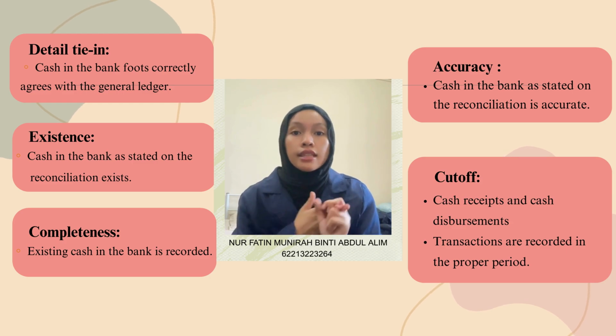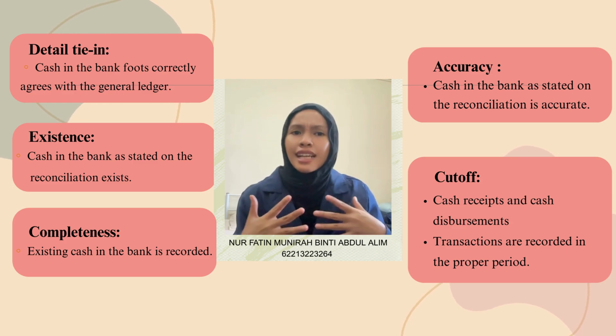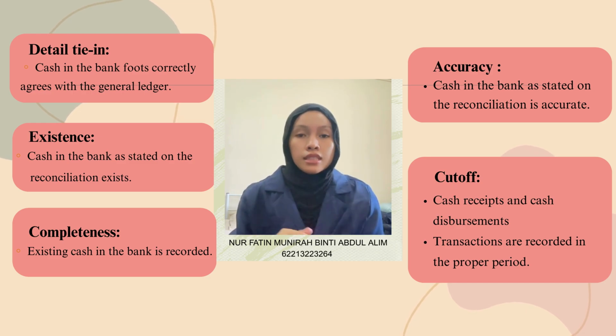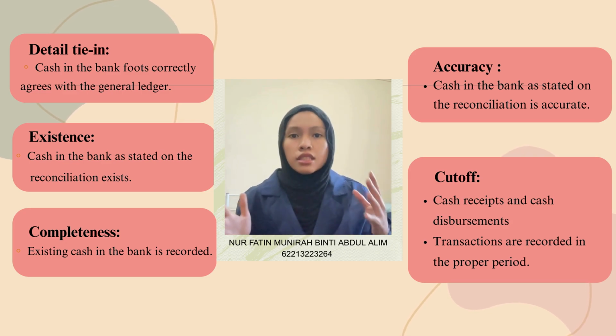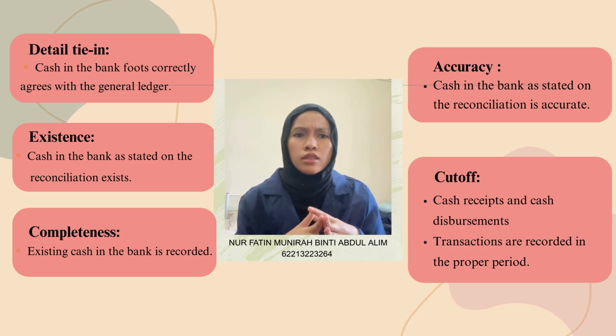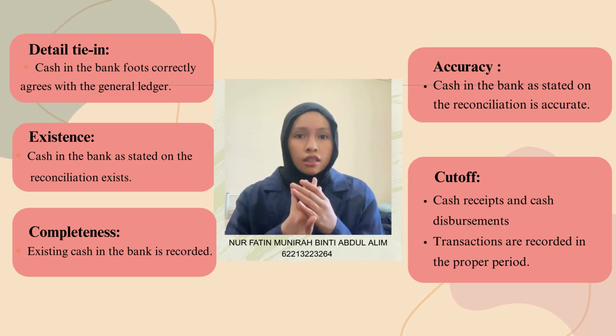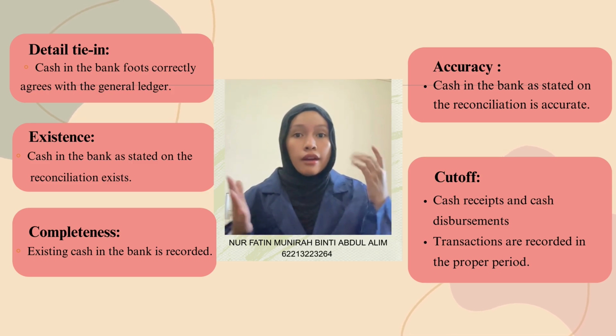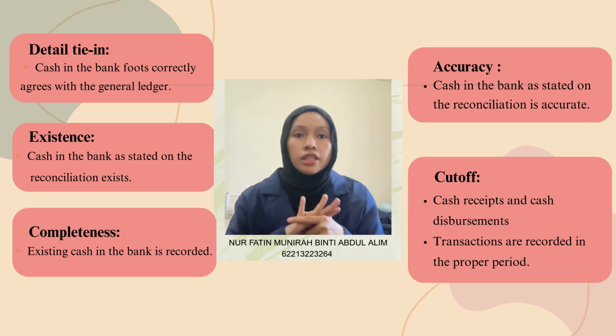So the second one is existence. We confirm that the cash listed on the balance sheet is real and exists at the bank, often through confirmation later. So the third one is completeness. We check all the cash accounts and transactions that should be recorded are actually included in the books. So fourthly is accuracy. This ensures that the amounts are free from error, both in recording and computation.